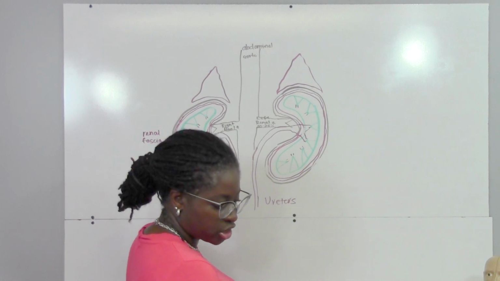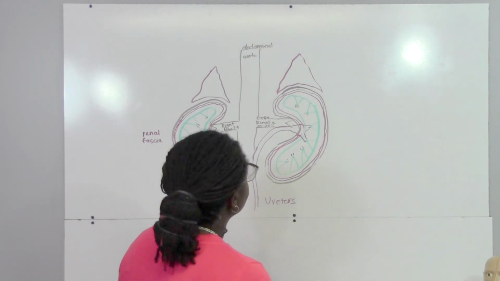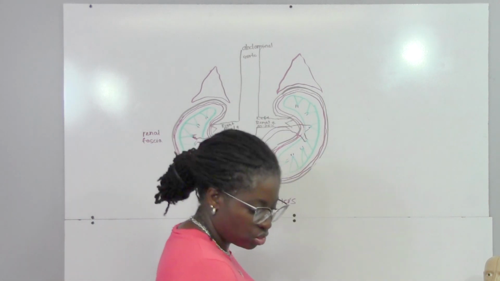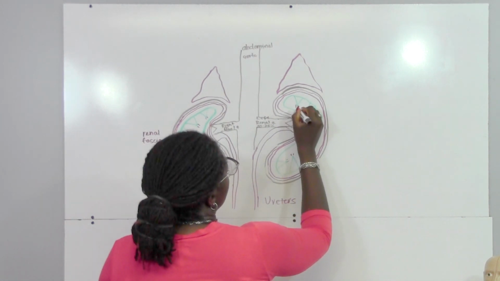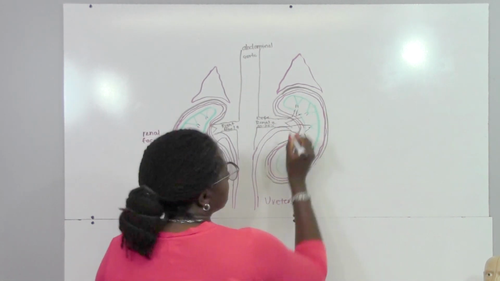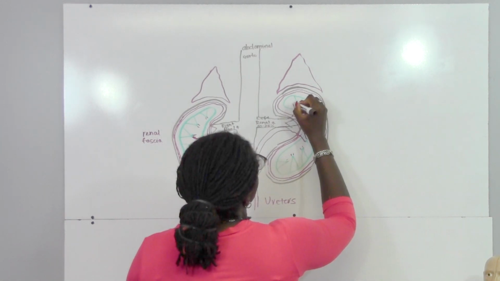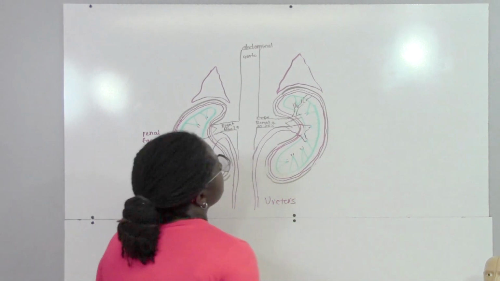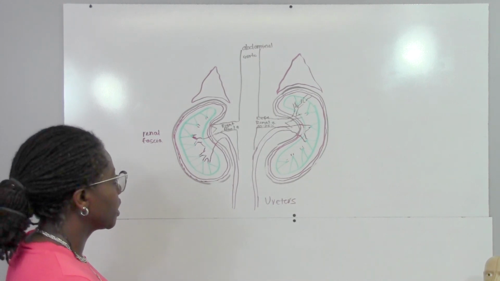So the first branch of the renal artery is going to be the segmental artery. And so the renal arteries branch into the segmental arteries, then the segmental arteries into the interlobar arteries, the interlobar arteries into the arcuates, and then the arcuate into the cortical radiate. And the cortical radiate are going to end up here in the cortex portion of the kidney.